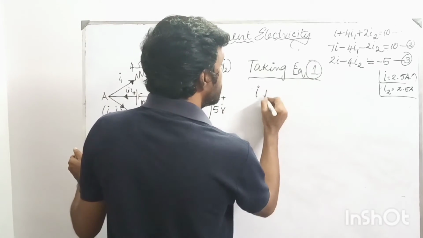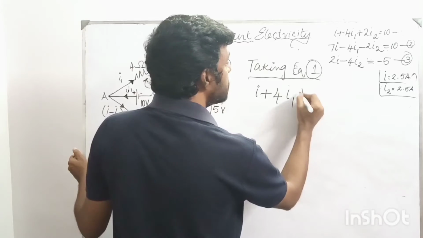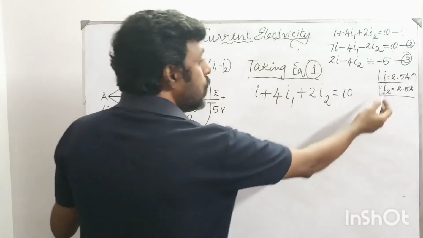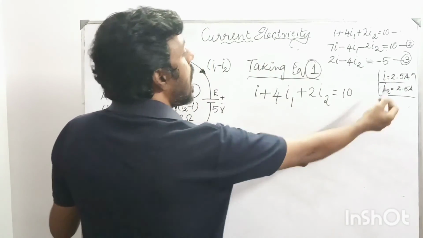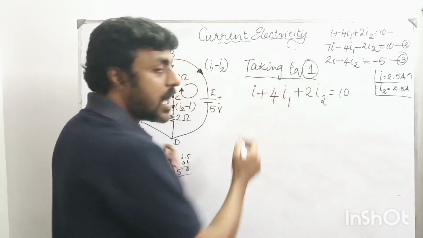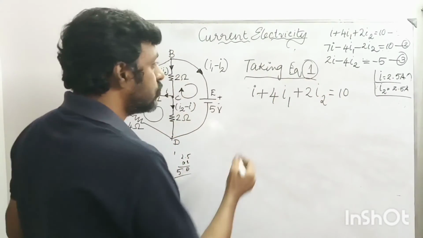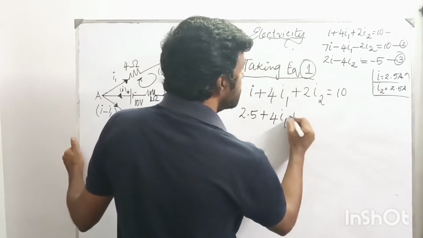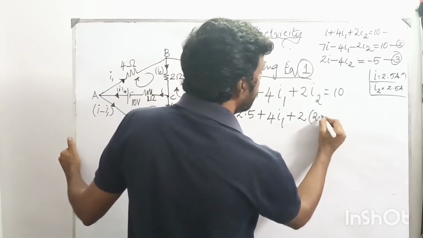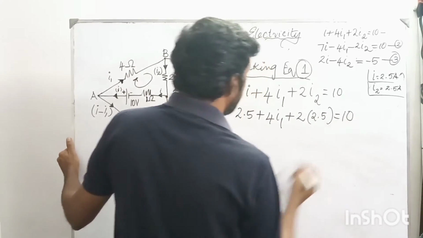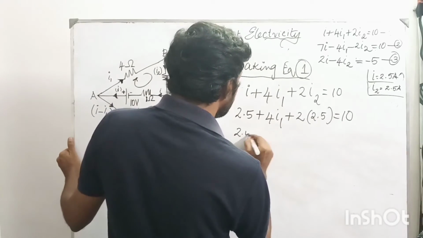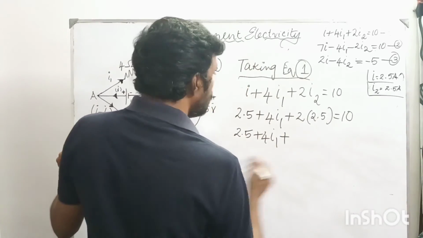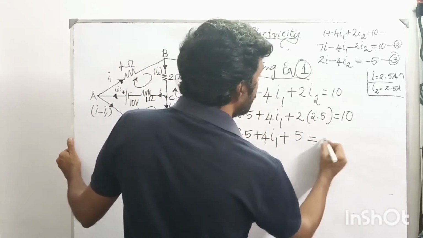Equation 1 is I plus 4I1 plus 2I2 is equal to 10. So I got the value of I2. So remaining I1. So using this equation, I can determine the value of I1. So I is 2.5 plus 4 into I1 plus 2 into I2, which is 2.5, that is equal to 10. So 2.5 plus 4I1 plus 2.5 into 2, which is nothing but 5, is equal to 10.